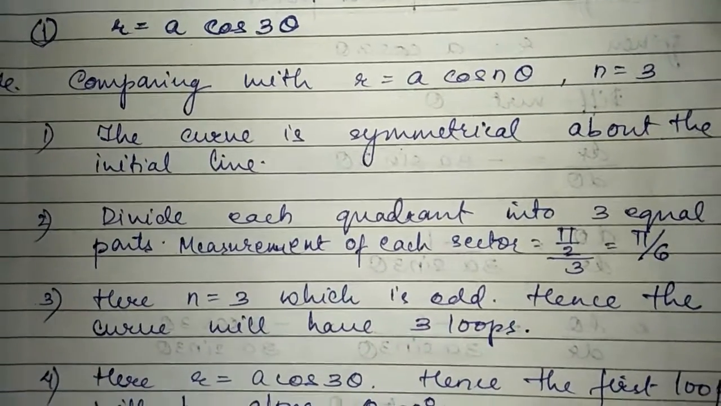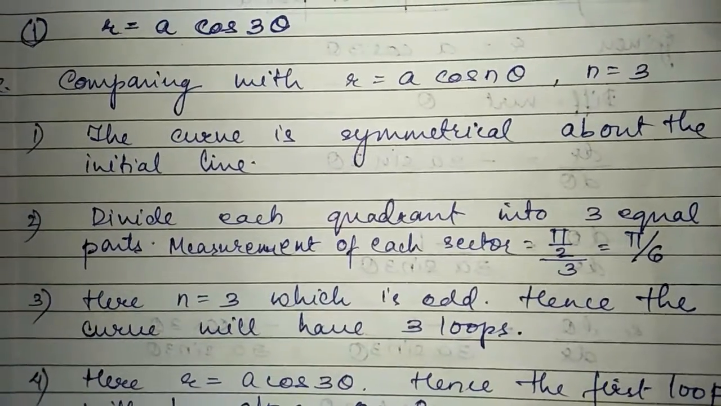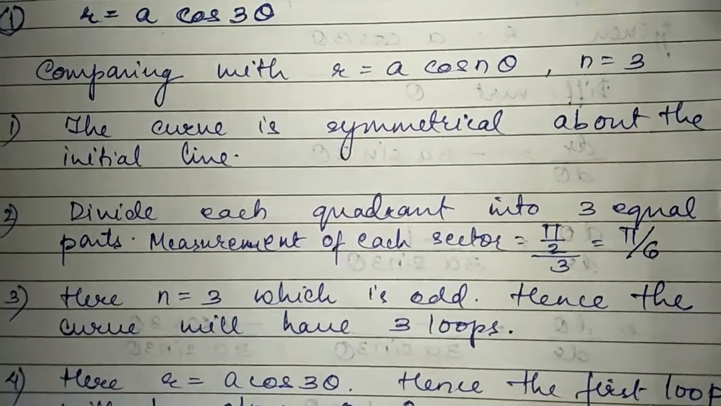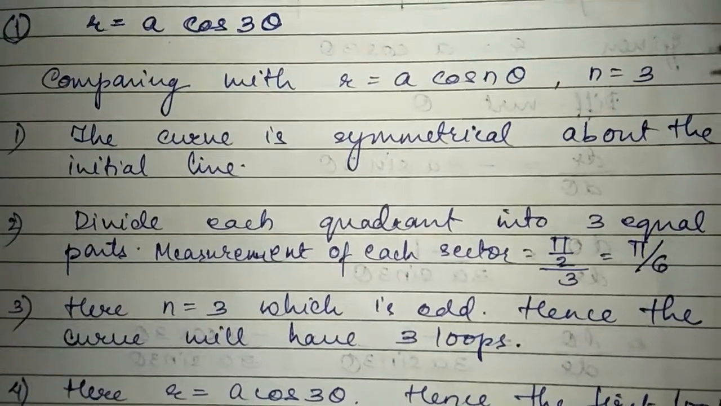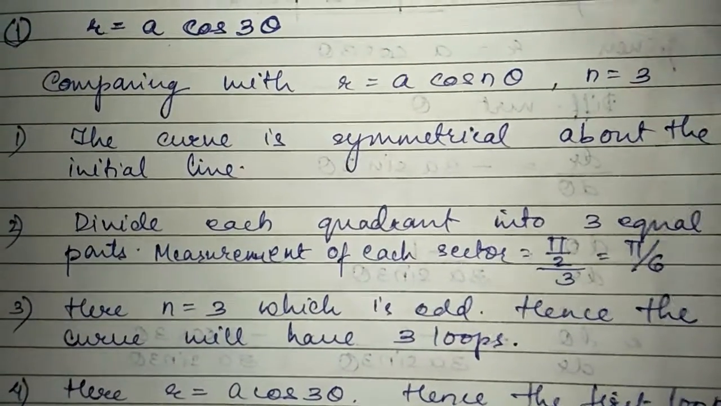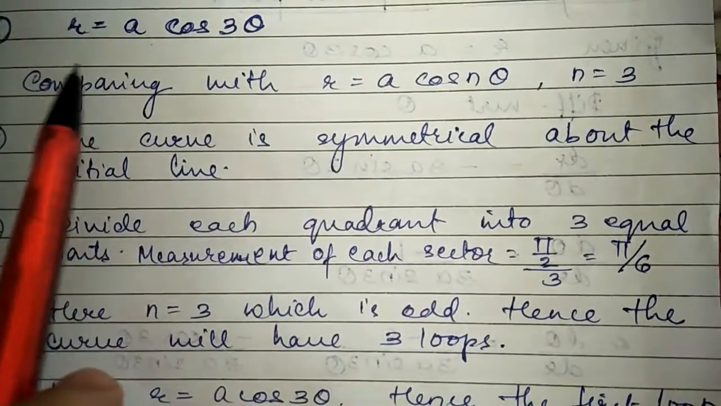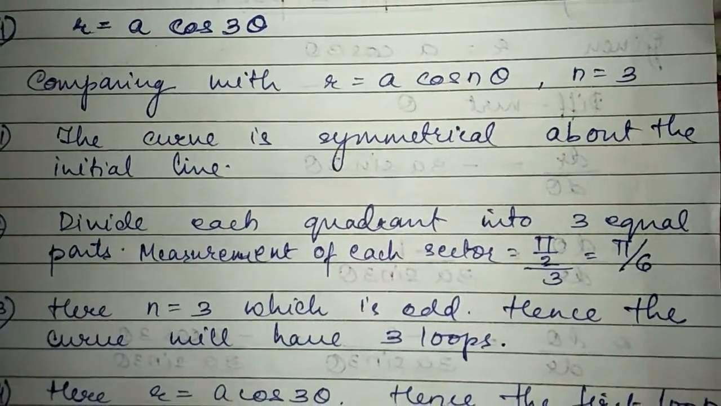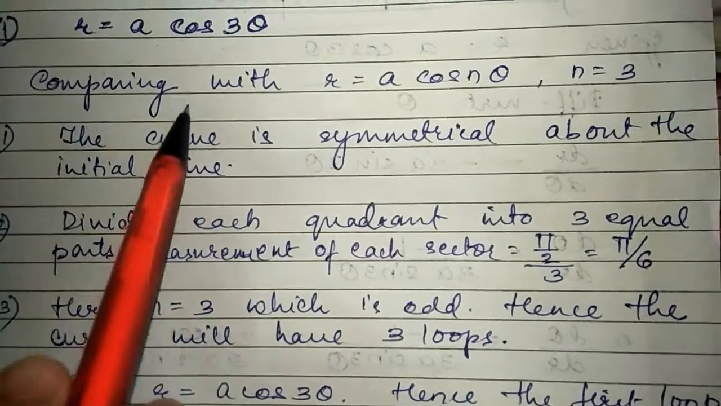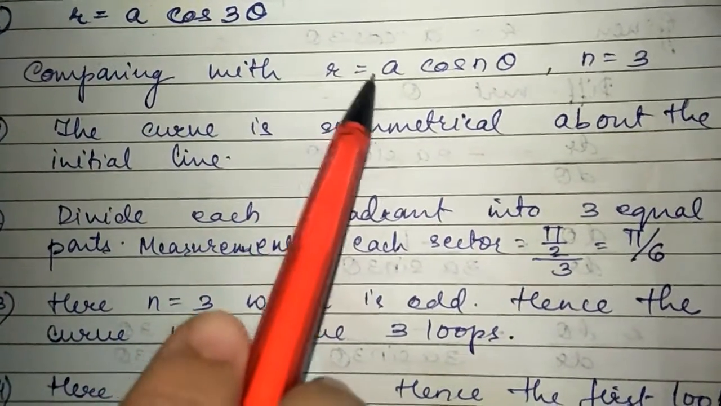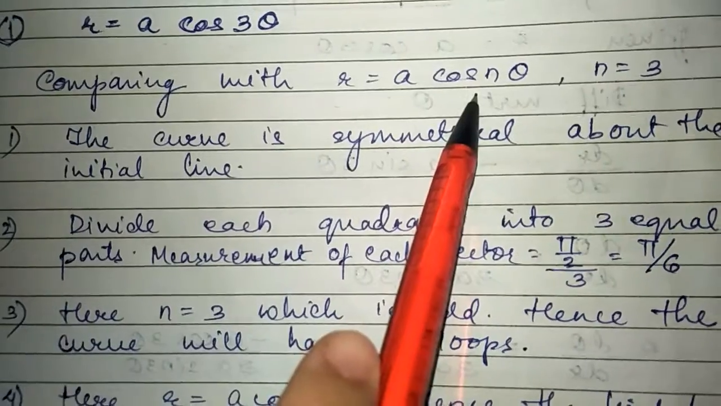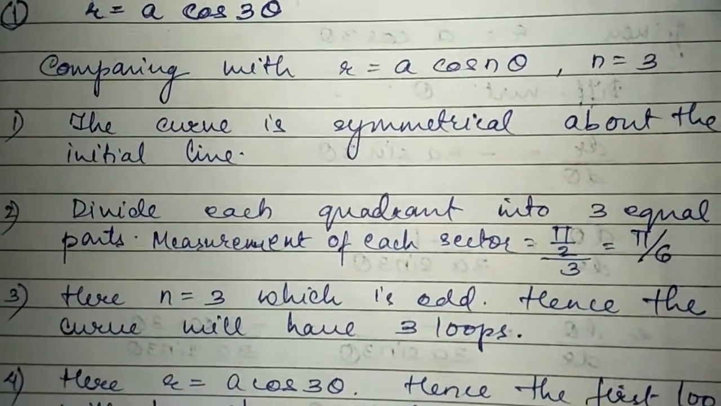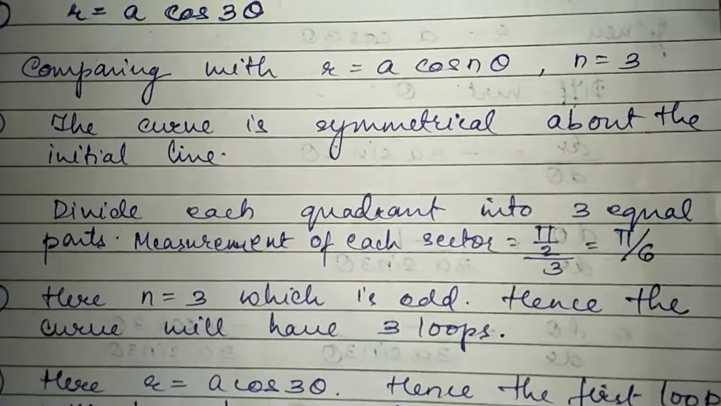Hello students, in the previous video we have seen the rules for tracing a Rhodes curve. Now today in this video we'll actually trace a Rhodes curve. The equation of the curve is given as r is equal to a cos 3 theta. Now comparing with the standard equation r is equal to a cos n theta, we have n is equal to 3.